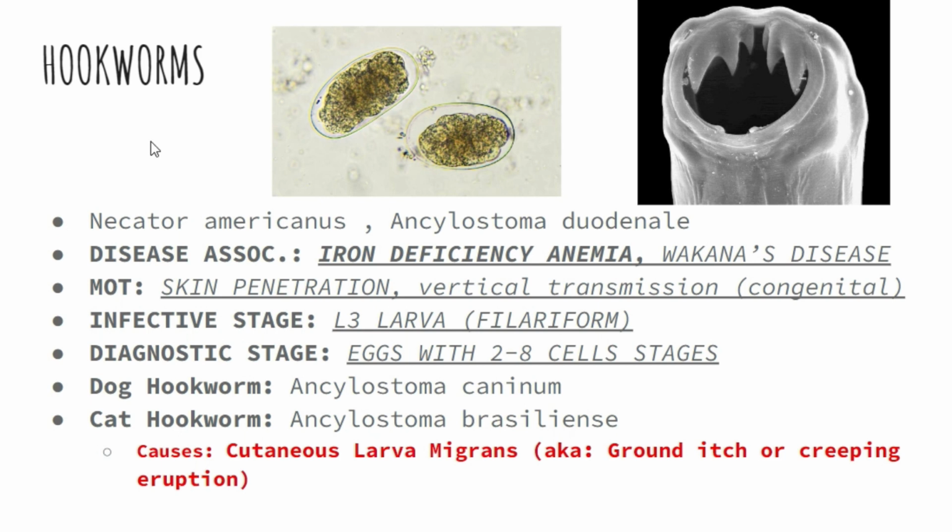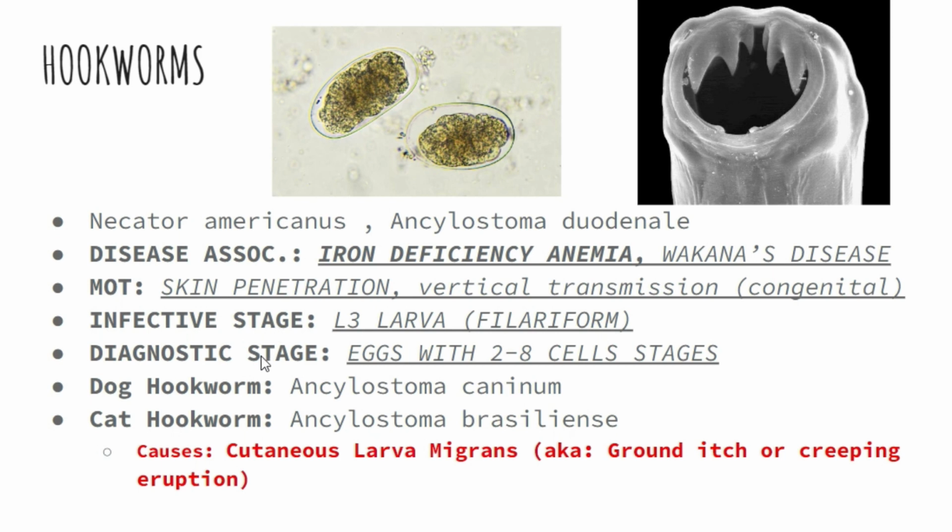For the mode of transmission, hookworms are commonly acquired through skin penetration. It can land on your skin and then penetrate it. But aside from skin penetration, hookworm transmission is also possible through vertical or congenital transmission from mother to child during childbirth. And for the infective stage, the stage that can make you sick when it enters the body, that is the L3 larva or the filariform larva.